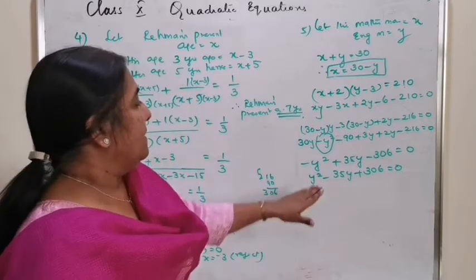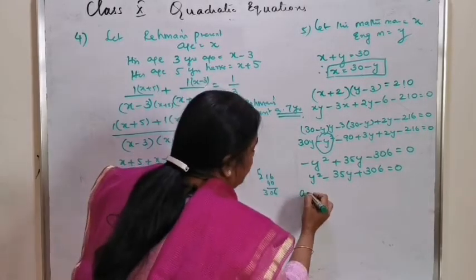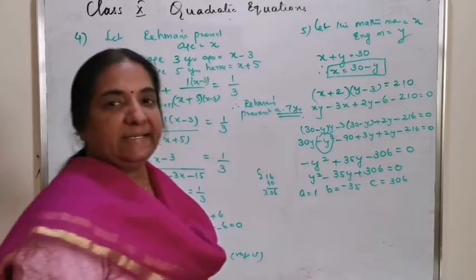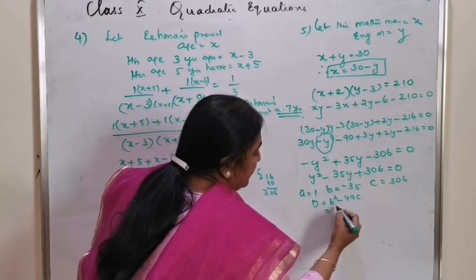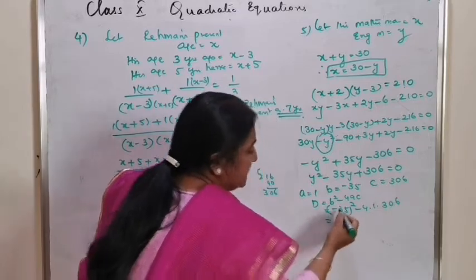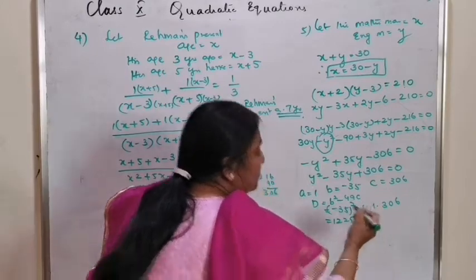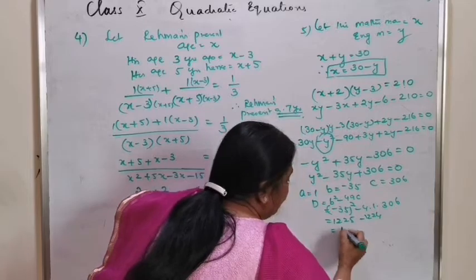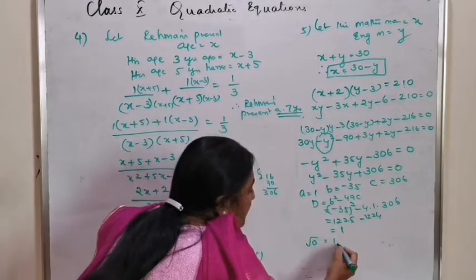And now you can proceed with the quadratic formula method. A is equal to 1, B is equal to minus 35, C is equal to 306. D is equal to B square minus 4AC, that is minus 35 the whole square minus 4 into 1 into 306. As an easy method, 35 square is 1225, minus 4 into 306, that is 1224, so D value is 1, or square root D is equal to 1.